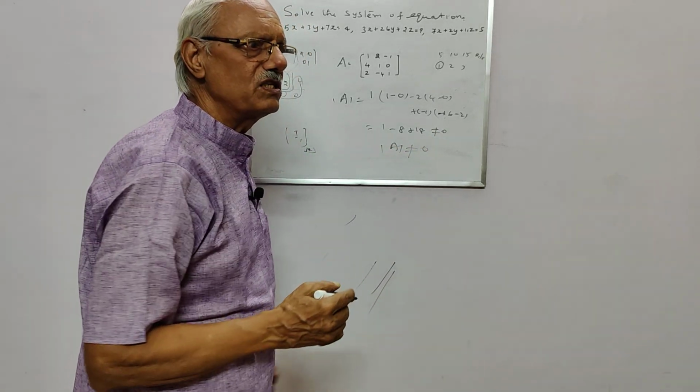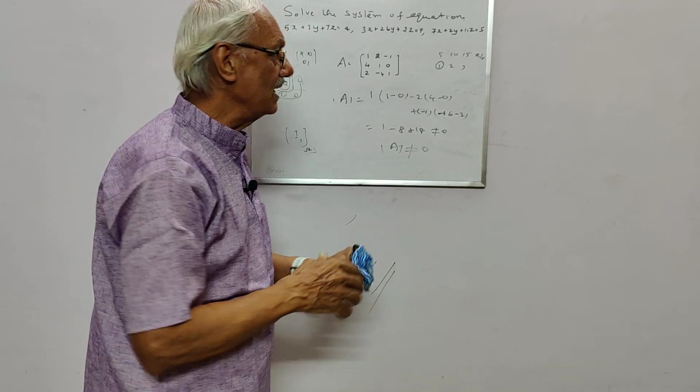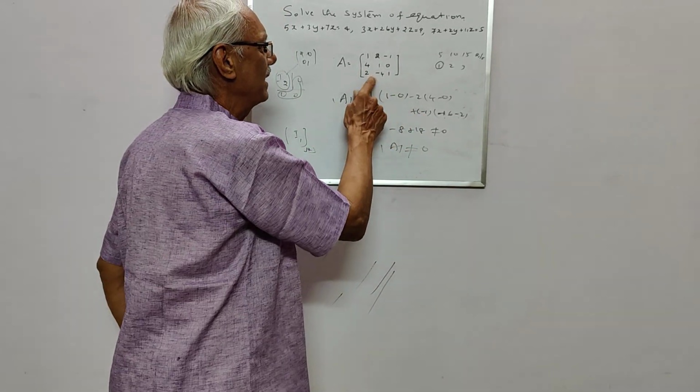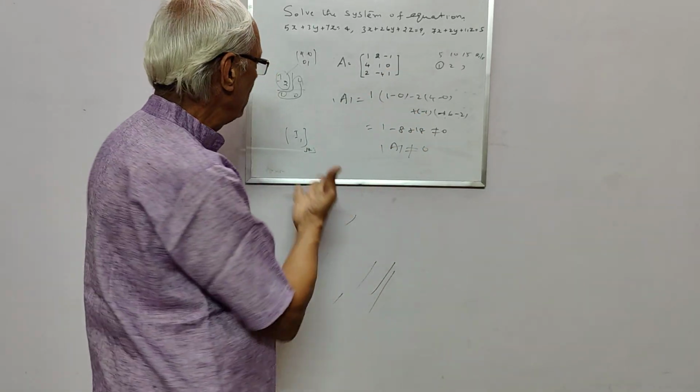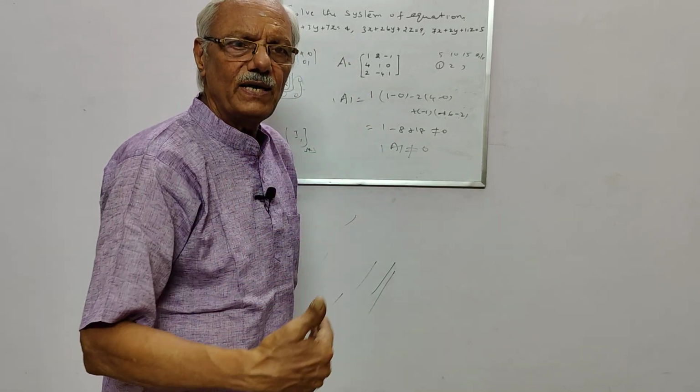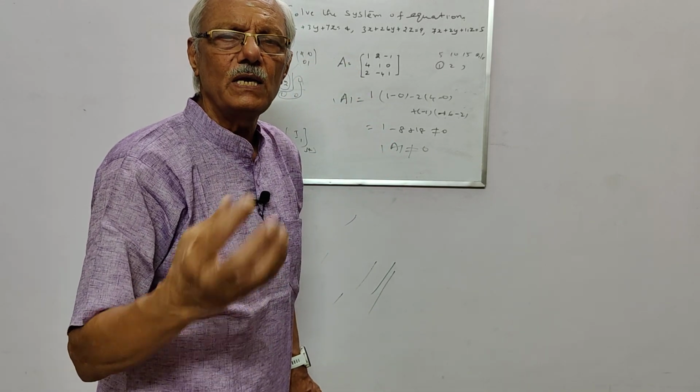So when it is not equal to 0, what is the rank of the matrix? The rank of the matrix is the order of the matrix itself. What is the order of the matrix? 3 cross 3. So it is 3. So I am getting this also to be 3. I got the rank by systematic finding also. I found the rank of the matrix to be 3.